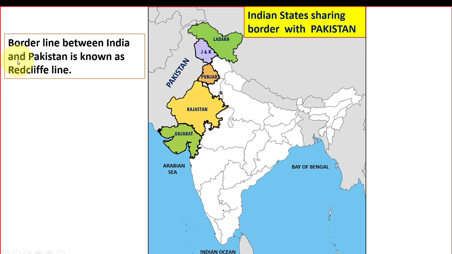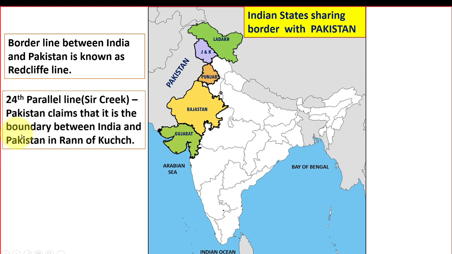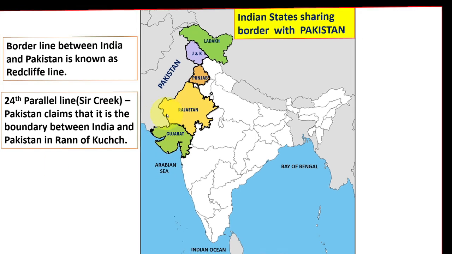The border line between India and Pakistan is known as the Radcliffe Line. It is an international border. At the same time, the 24th parallel line is called the Sir Creek Line. Pakistan claims that it is the boundary between India and Pakistan. In the Rann of Kutch area, they think it is a boundary line between two nations.